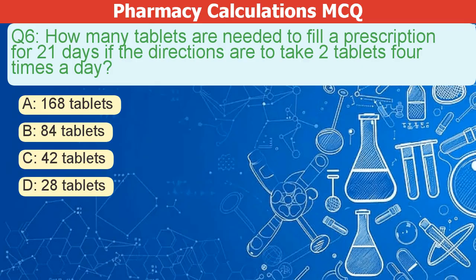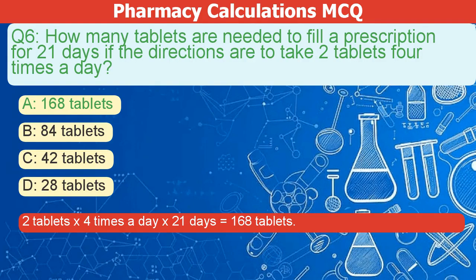How many tablets are needed to fill a prescription for 21 days if the directions are to take 2 tablets 4 times a day? A. 168 tablets. B. 84 tablets. C. 42 tablets. D. 28 tablets.